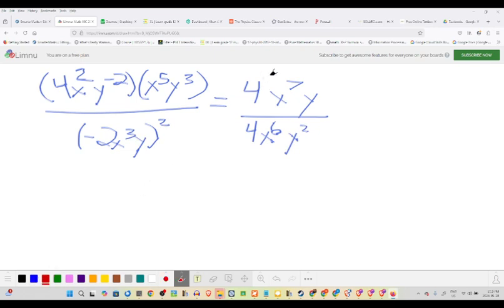For our cancellations, our 4's cancel. All but one of our x's cancel. And all but one of our y's cancel. So part A simplifies to x over y.